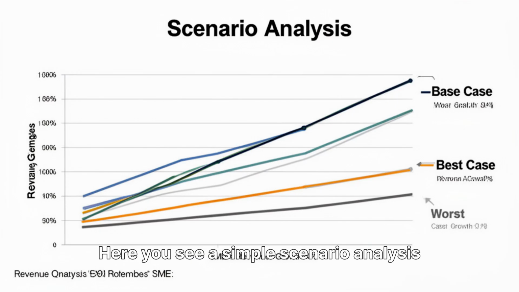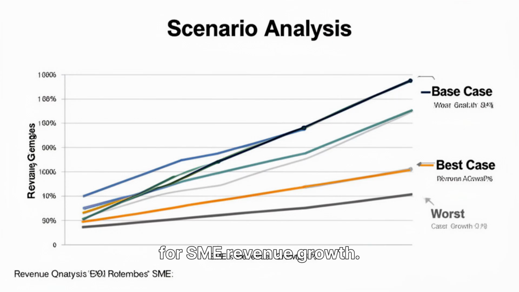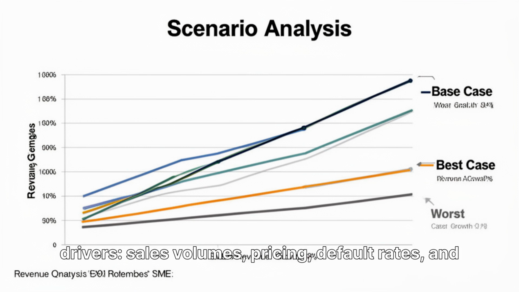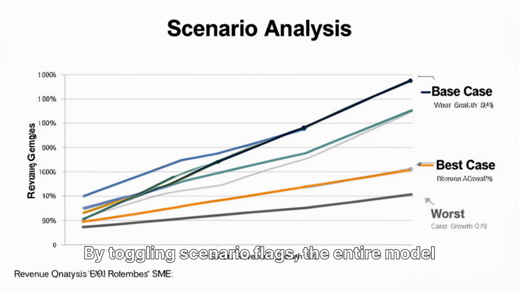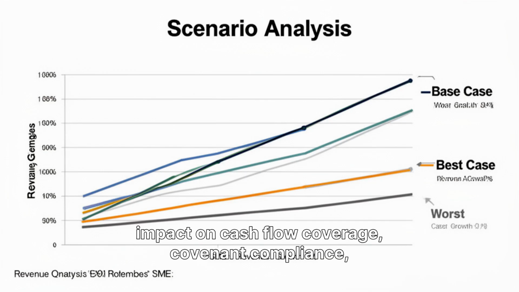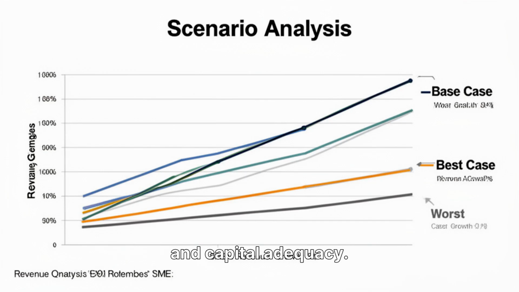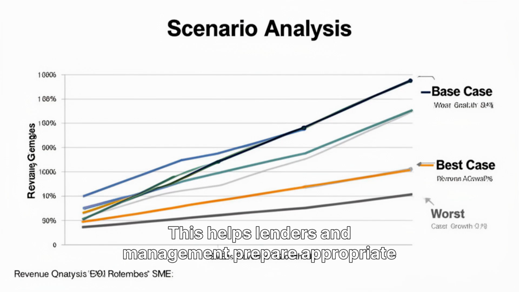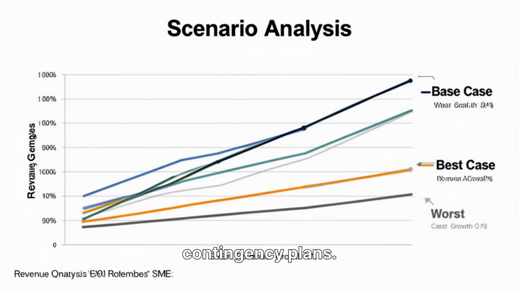Here you see a simple scenario analysis for SME revenue growth. In our models, we link scenarios to drivers: sales volumes, pricing, default rates, and funding costs. By toggling scenario flags, the entire model recalculates, and we can quickly see the impact on cash flow coverage, covenant compliance, and capital adequacy. This helps lenders and management prepare appropriate contingency plans.